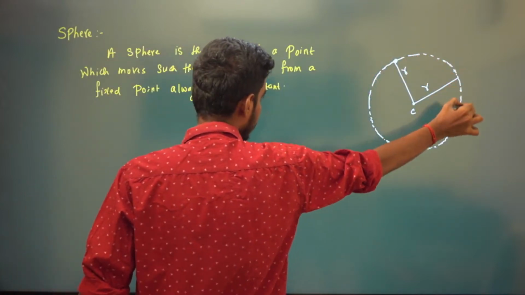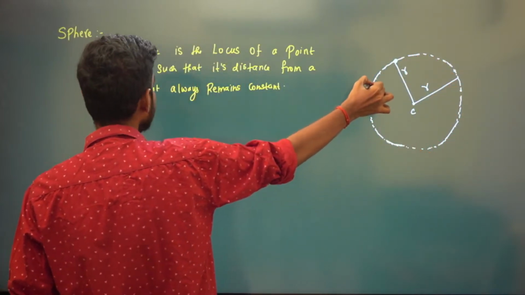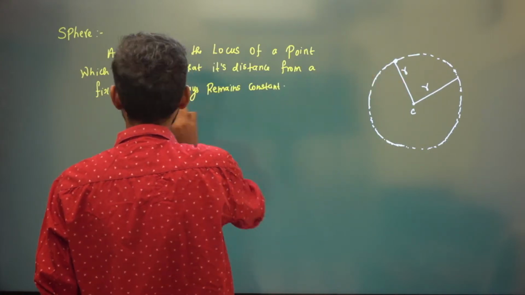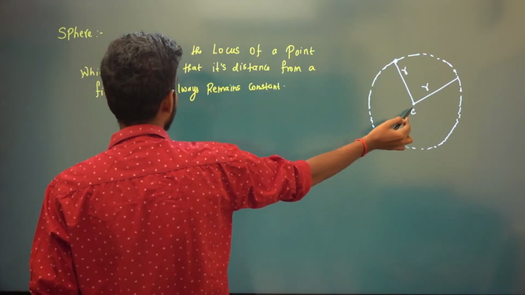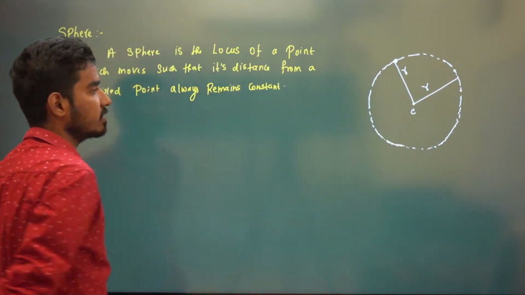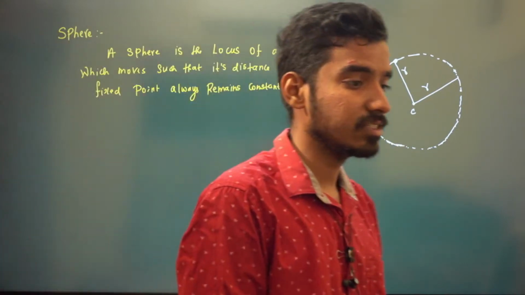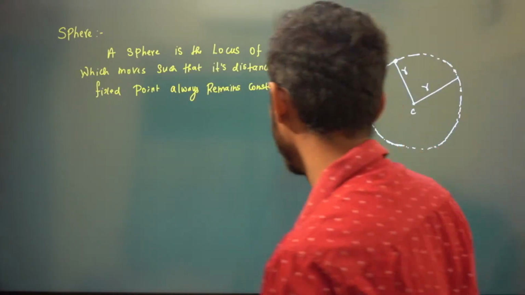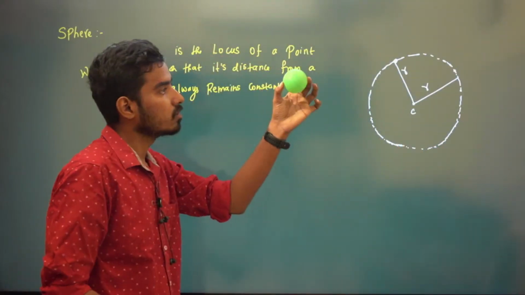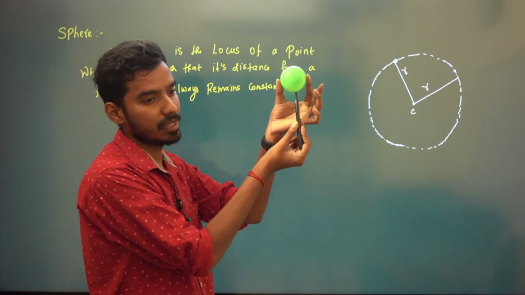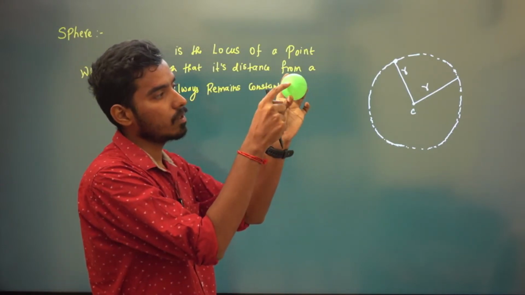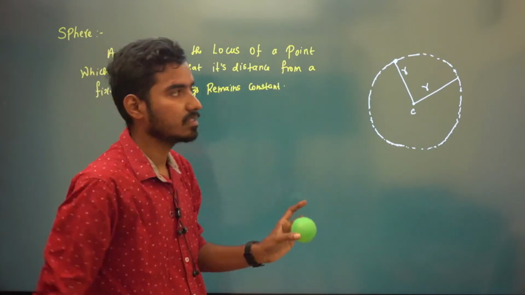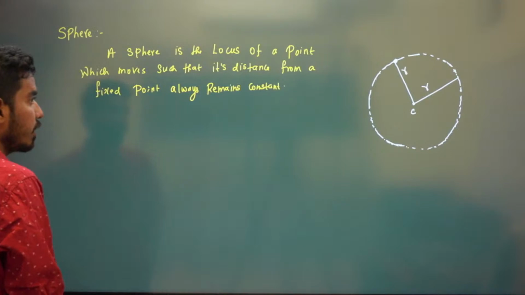So you can see all these are loci which move such that whatever point you take, the distance from the fixed point, called the center, to that point always remains constant. See, it is just an extension of a circle. So just visualize in 3D. Inside this we have a center. Whatever point I take, the distance from that point to the center is always the same. That is called a sphere, right?